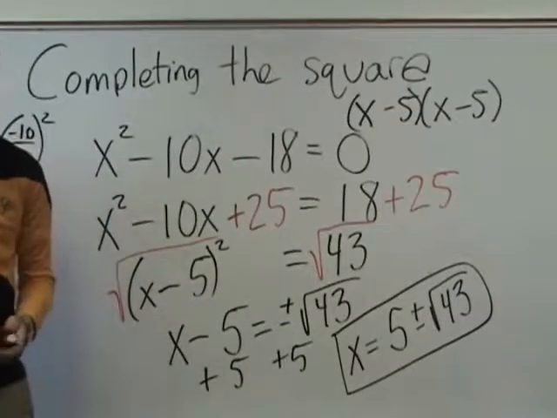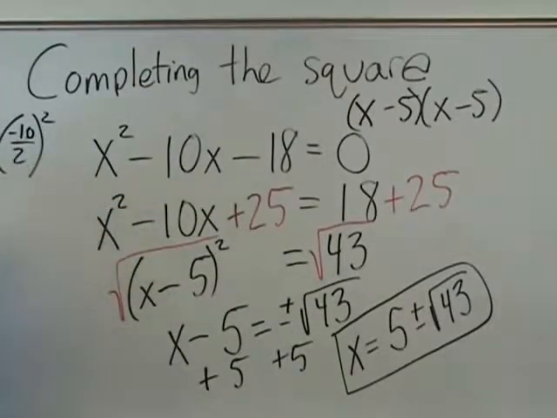Yes? Can it be plus or minus square root of 43 plus 5? Yes, of course. You can add the 5 at the end as well. All right, two more. We're going to do 2 more and we're done.